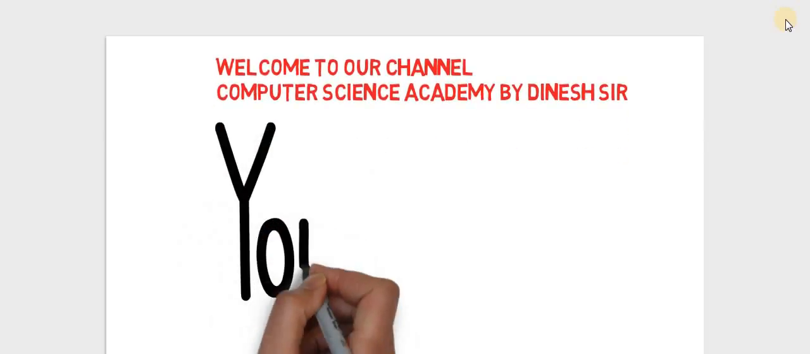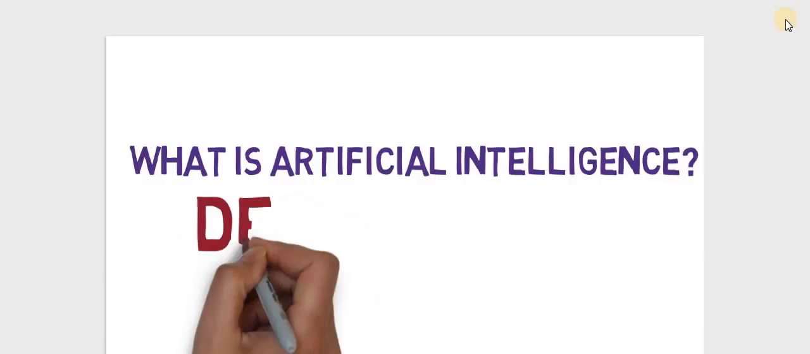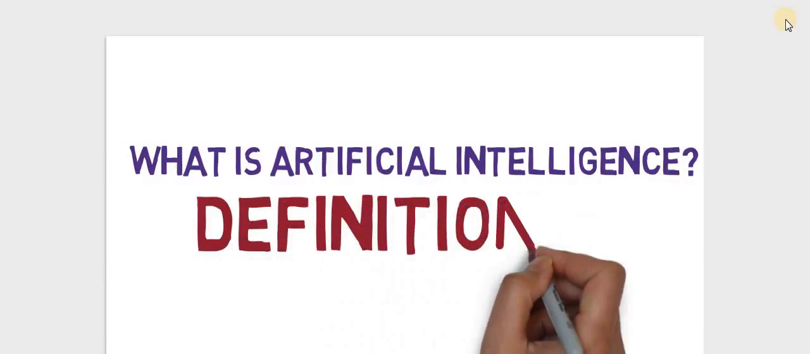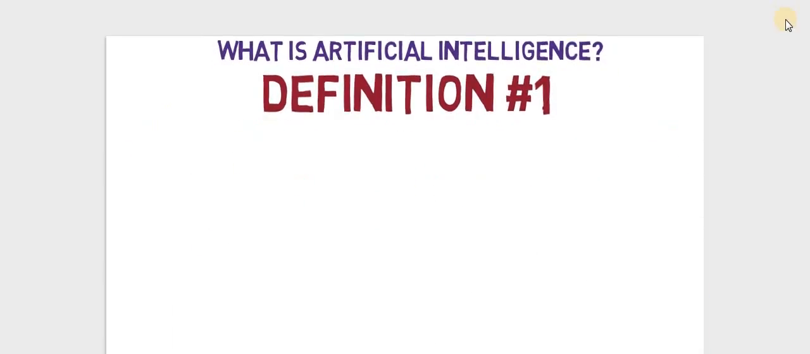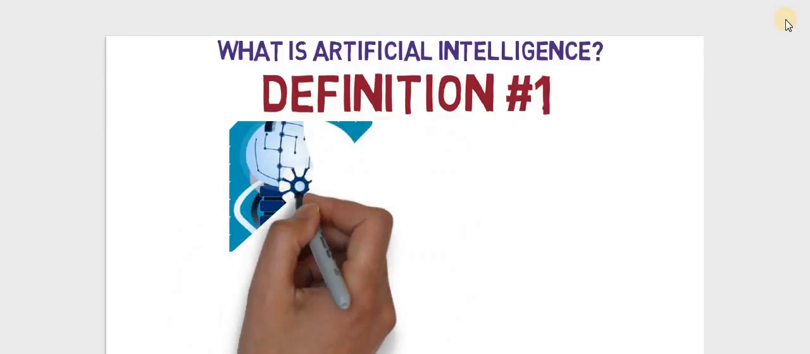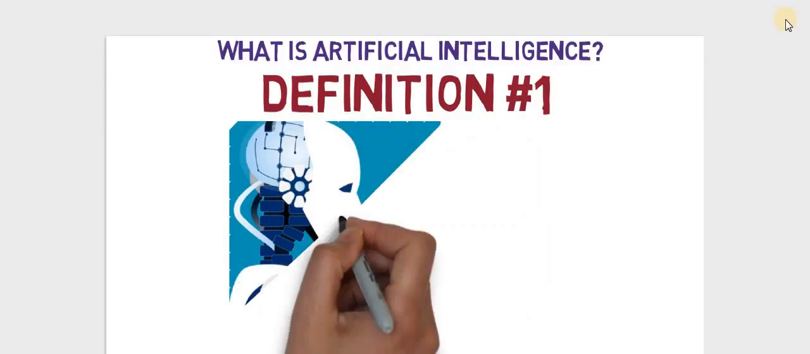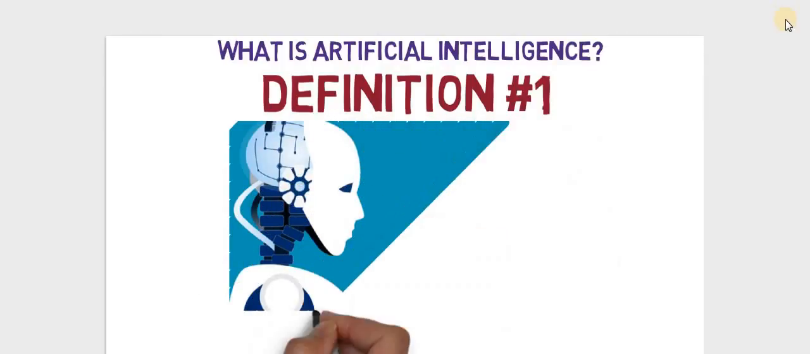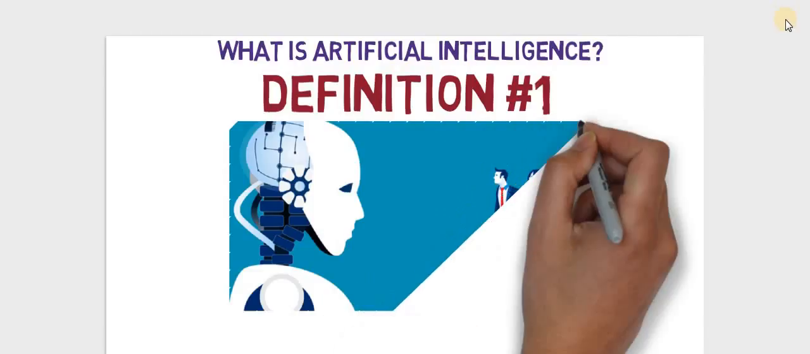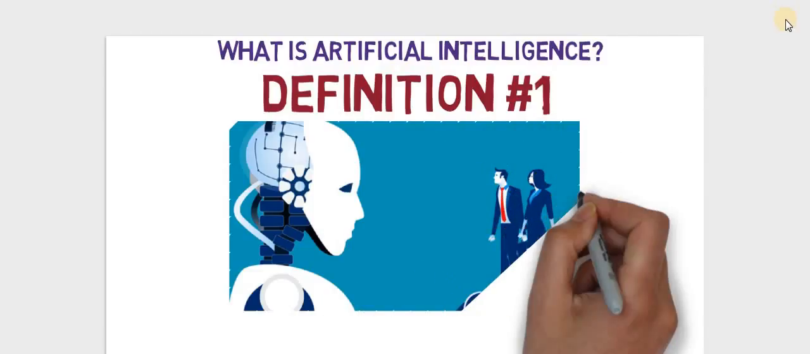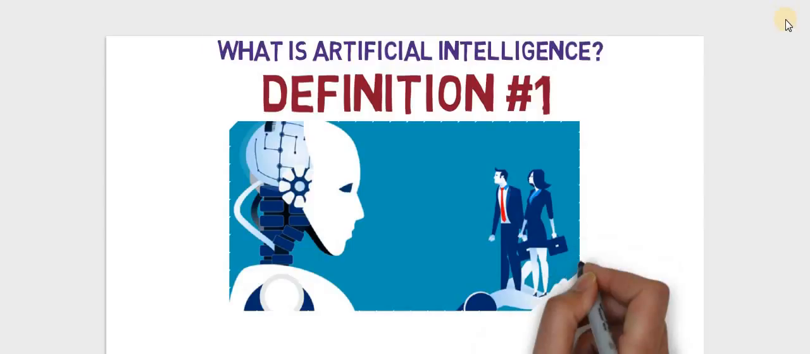Today we will discuss an important and emerging scenario in today's world, that is known as artificial intelligence. Friends, what is artificial intelligence? There is a lot of confusion. So first of all, the definition: AI is the simulation of human intelligence processed by the machine. How the machines are interacting with the humans with the help of programs and their behaviors.